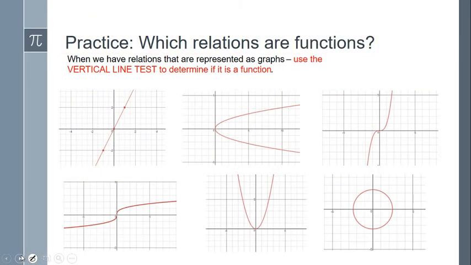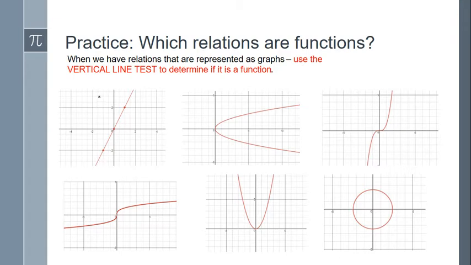All right, so here we go. A picture's worth 1,000 words. Let's take a look at these graphs and decide which of these relations are functions. And remember, we're going to use the vertical line test to determine if it is a function. It states that any vertical line I draw can only touch the graph in one spot. If it does, then that makes it a function. If it touches it in more than one spot, it's not going to be a function.